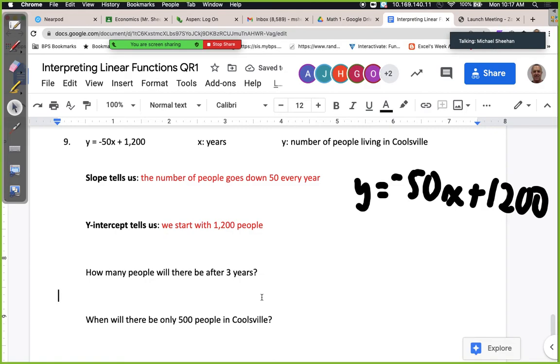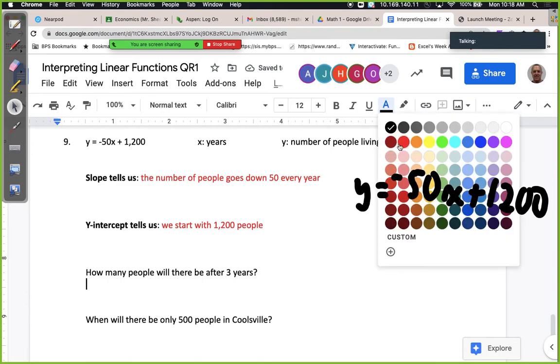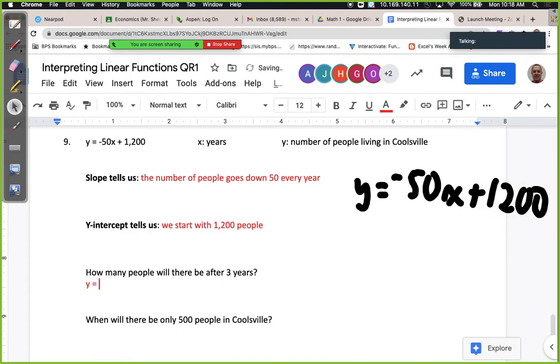All right, so I want to plug 3 in for X. 3 is a number of years, X is years. So 3 goes in for X, and I can just write it like this: y equals negative 50x plus 1200. Now I plug in 3. I replace X with 3, plus 1200. And now I just take out a calculator or do it in my head. That should be 1,050 people.